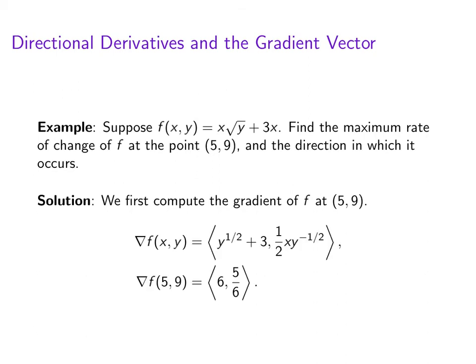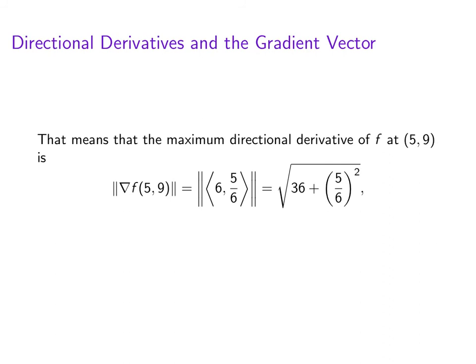So del f is equal to (y to the 1/2 plus 3, 1/2 x y to the negative 1/2). Those are just the partial derivatives. If we plug in (5, 9), then we end up with the vector (6, 5/6).